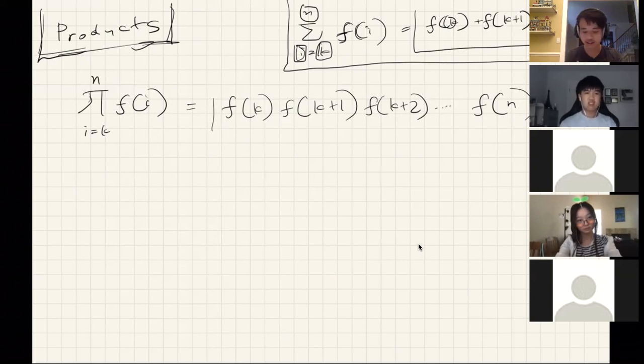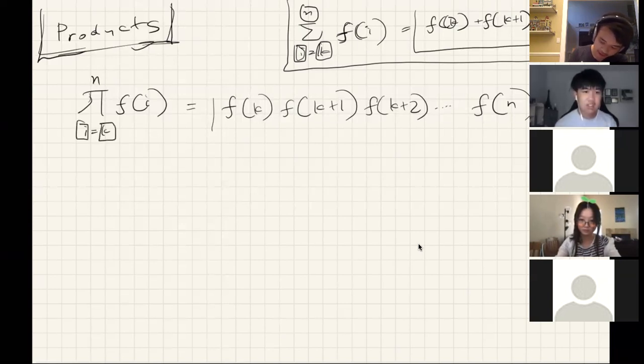I just call it the product notation, and it's basically an extension of the sigma notation, but instead of summing values of the function, you're just multiplying values of the function together. So once again, you have, I guess you can call it, the placeholder variable. You have the starting point and you have the ending point.